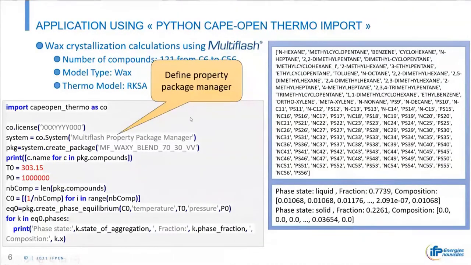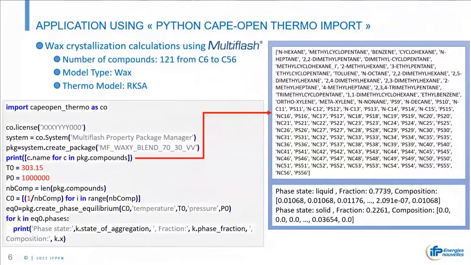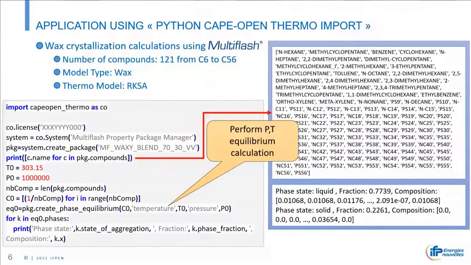So we have to get access to the property package manager, and then to create the property package already defined previously and exported in Multiflash. Then it's possible to print the list of compounds, so we have a quick view on the right side of all the compounds in this property package. Then if we define a temperature, pressure, and also a composition, it's possible to perform equilibrium calculations.